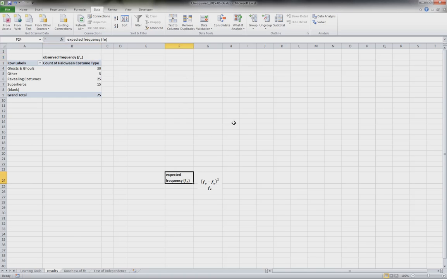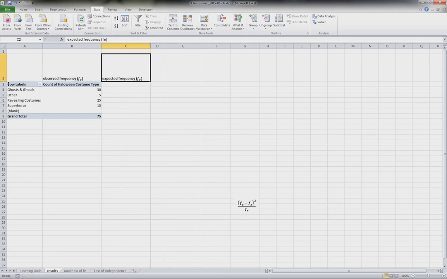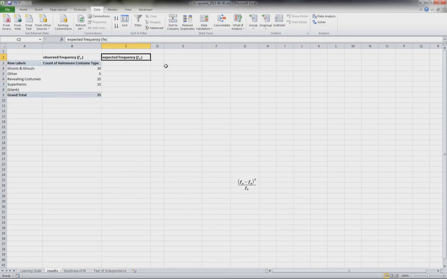Now what we need to do is calculate our expected frequency. So I'll go ahead and place that there so you can sort of see what we're doing. And our expected frequency, if I'm to show you visually what this is, our expected frequency is n, or our sample size, divided by k, which is the number of categories, right?